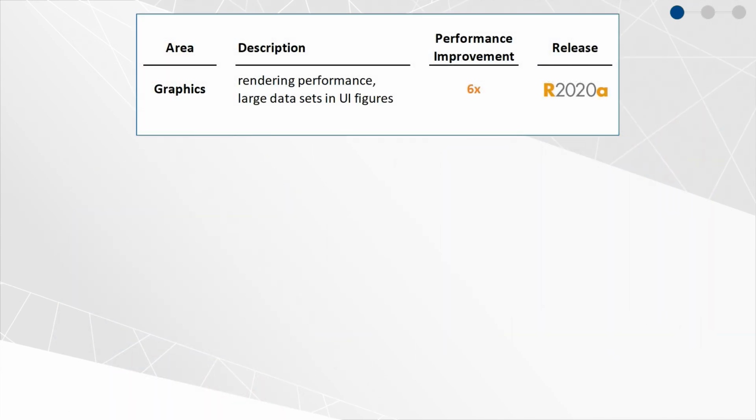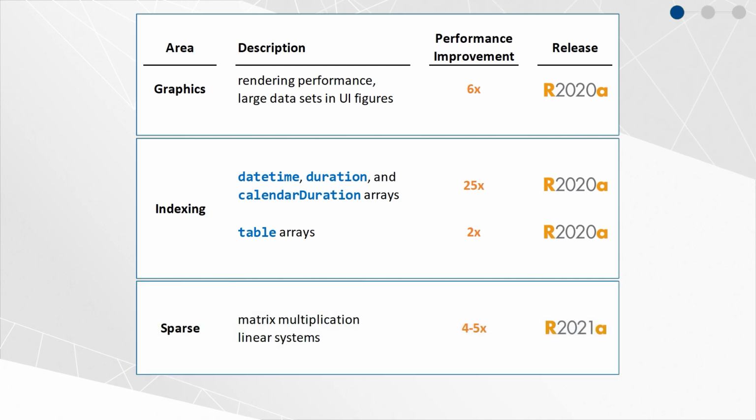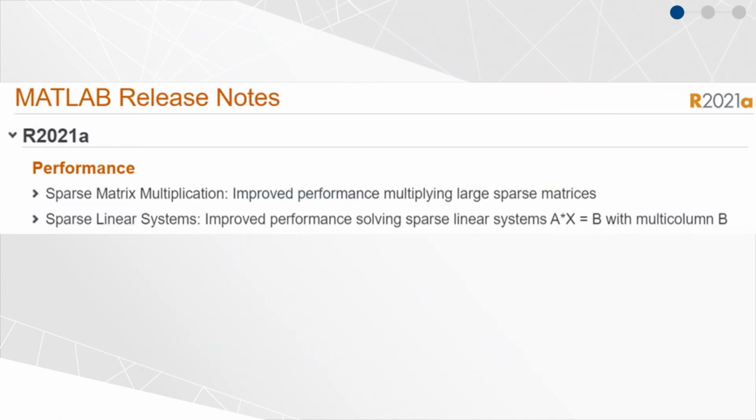More specific areas are also targeted for performance. Graphics rendering examples saw a 6x performance gain. Indexing operations saw a speedup of anywhere from 2x to 25x. And sparse operations had a 4 to 5x improvement. All of these results are based on specific test cases. The details are available in the release notes.